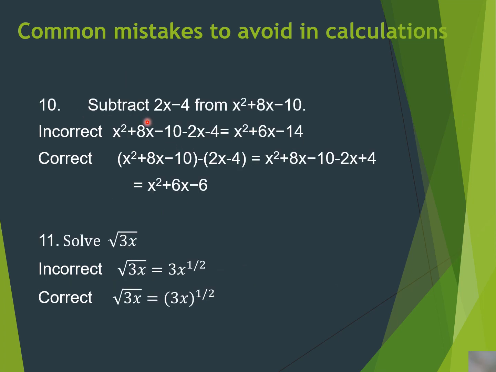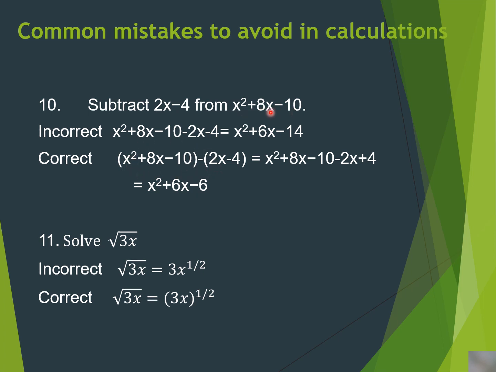In this one, we are taking a subtraction problem. Subtract 2x minus 4 from x square plus 8x minus 10. So here, because it is subtract the first one from the second polynomial, the second polynomial will come in the first place, minus the first polynomial. But incorrectly, what is being done is that the second polynomial is written as it is, and the minus sign is there with 2x, but nothing is being done for minus 4. So you're getting the incorrect result. Whenever you have this kind of problem, always remember that you have to use the brackets.